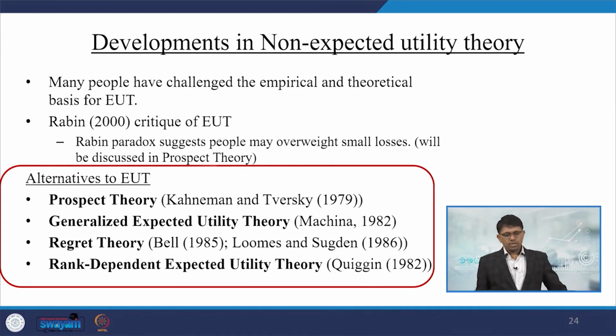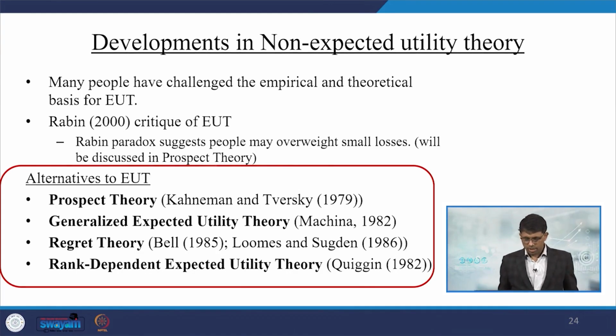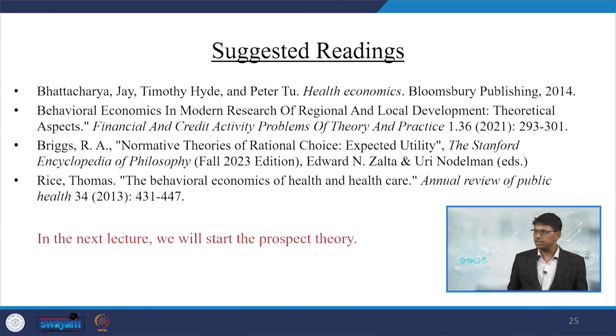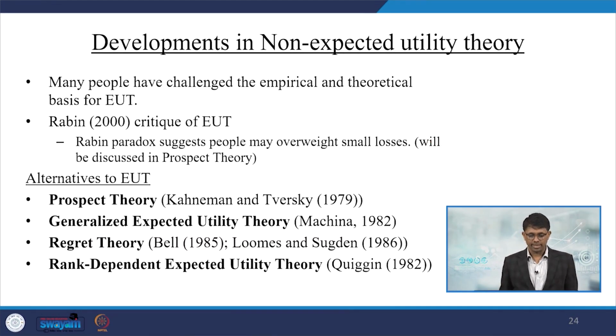There are developments in non-expected utility theory as well, like prospect theory developed by Kahneman and Tversky in 1979, then generalized expected utility theory by Machina in 1982, regret theory, rank dependent expected utility theory, etc. Prospect theory we will emphasize in the next class. They all challenge the classical one. I think we have clarified with the right examples.